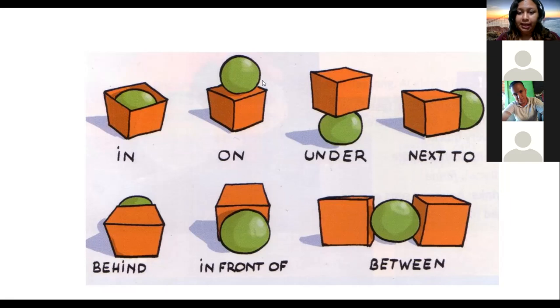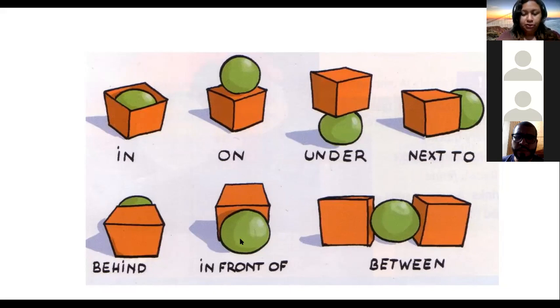Aquí solo vamos a decir in front of. Por ejemplo, en el ejemplo que escribimos acá, yo puse the ball is in front of, y luego nombro el objeto, the box. You see? The box. Ah, and in this one, the last one, between es una sola palabra. Ok, yo digo the ball is between. No necesito nada más, solo nombrar el objeto. The boxes. The boxes because it's plural.